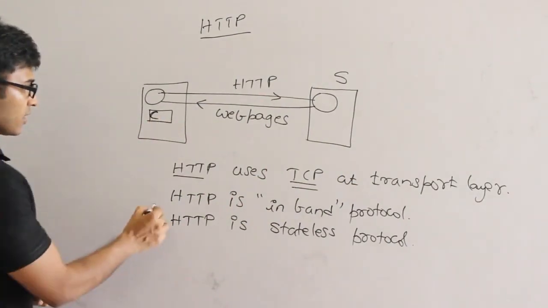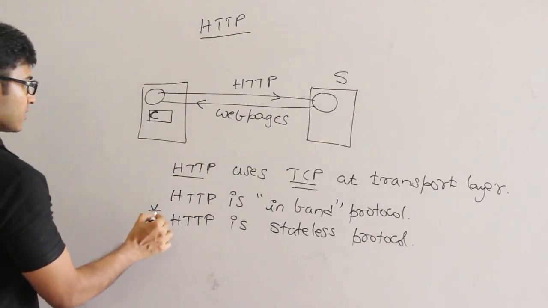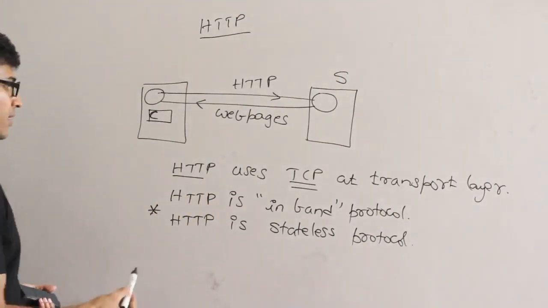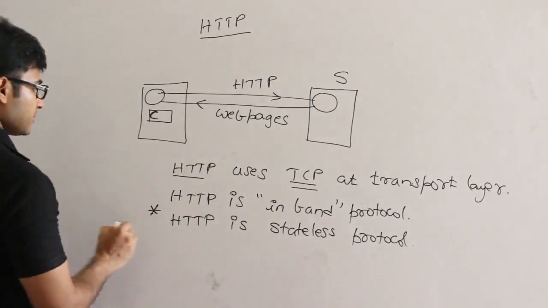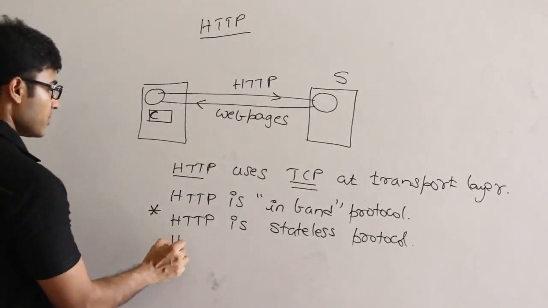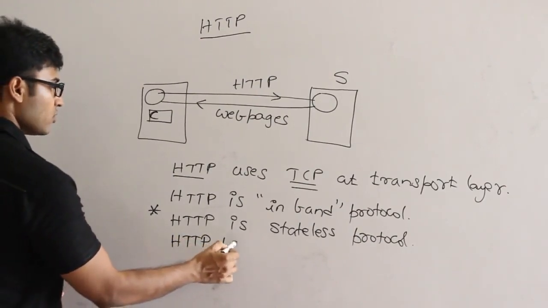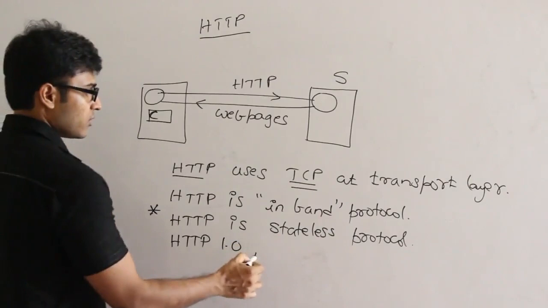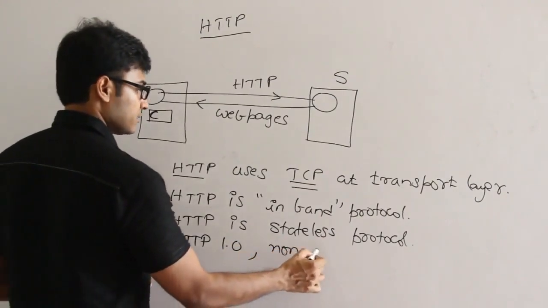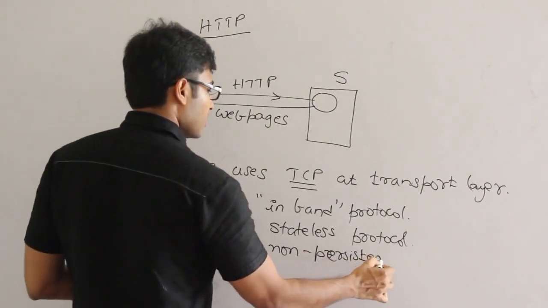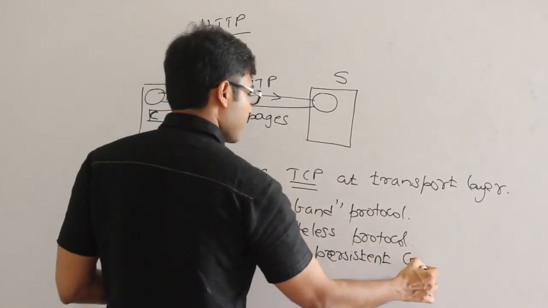It is very important. Remember that HTTP is a stateless protocol. Stateless means it doesn't have anything about the clients. And two popular versions of HTTP are HTTP 1.0, which was non-persistent, it used a non-persistent connection.